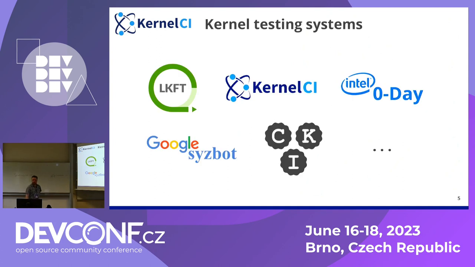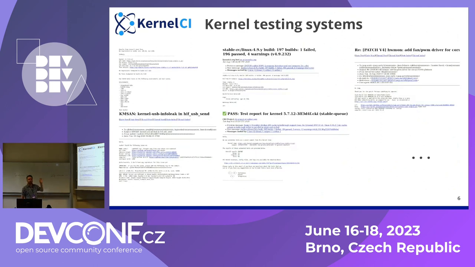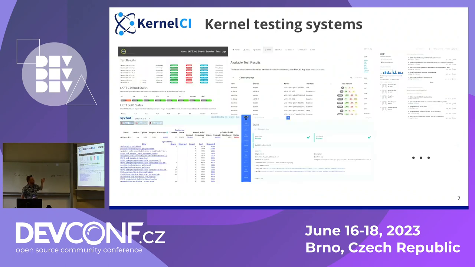So, as probably many of you know, there's a whole bunch of different systems that test the Linux kernel, and this is just a small sample. Each of them sends their own report emails and results in their own way, in their own time, during the development process. Most of them have some sort of dashboard, and they're all different as well.